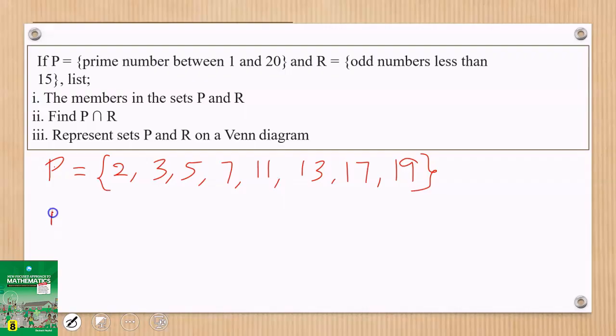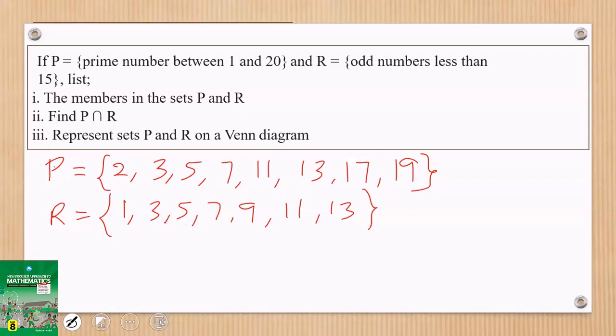Then talking about R, it says odd numbers less than 15. We have 1, 3, 5, 7, 9, 11, 13, 15. No, less than 15. So that means 15 wouldn't be part of it. So 15 is out. Then we bring our curly bracket.